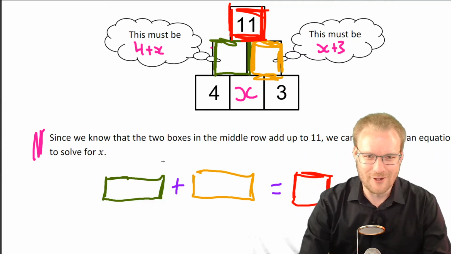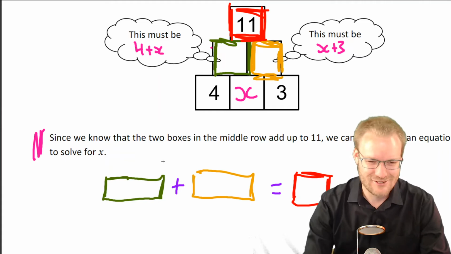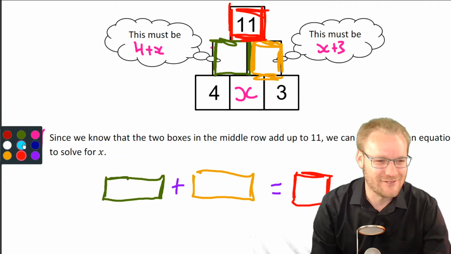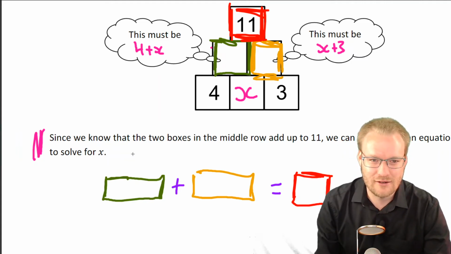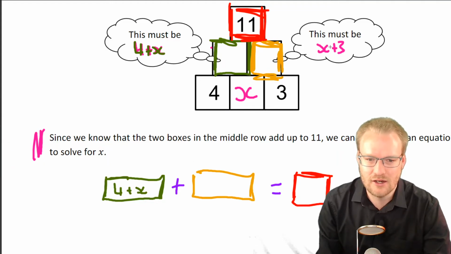That's going to be our equation. Oh, I love it. Anyway, so we've got this block here. Well, we said we could write this as 4 plus x. That's what we had over here. And in this block here, we said we could write that as x plus 3. So if we add those two blocks, we'll get the top block, and the top block is 11.